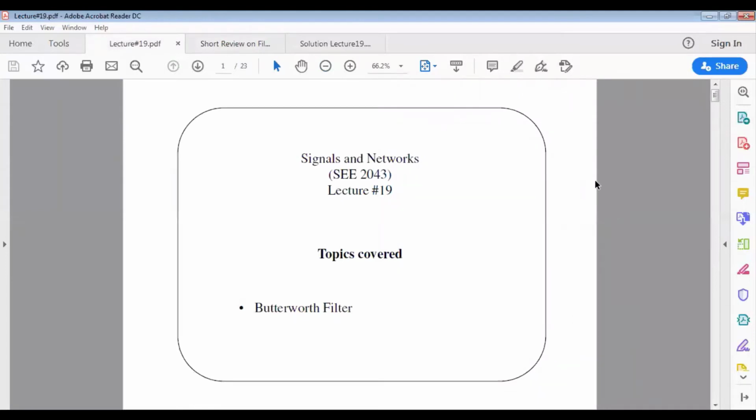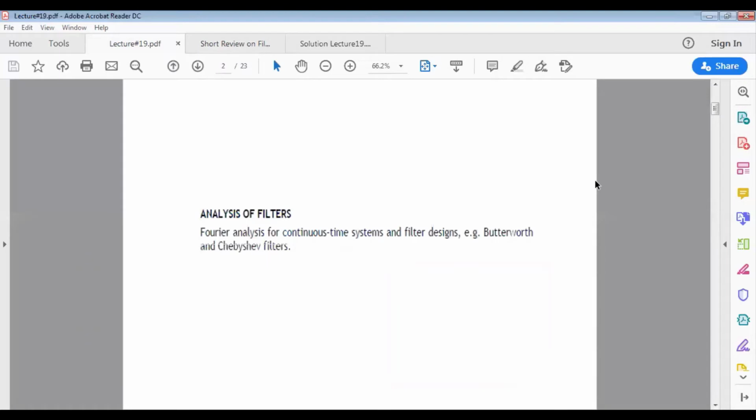Lecture 19, which is a new chapter, chapter 6, will be our last chapter for this course. In lecture 19, we're going to proceed with a special filter type, which is called a Butterworth filter. This is the extract from the course information, in which for chapter 6, we are supposed to learn about the Fourier analysis for continuous time systems and the filter design. And we are going to concentrate on two types of filters, the Butterworth and Chebyshev. However, for this semester, I'm going to concentrate only on the Butterworth filters.